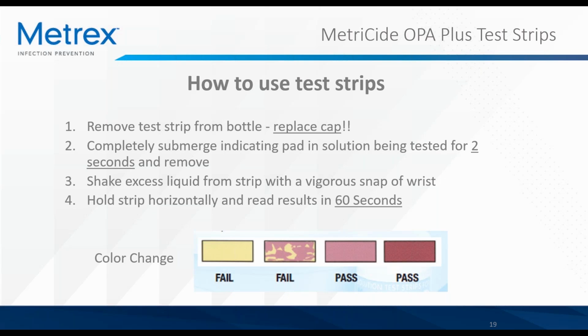The steps to performing the actual test are shown. 1. Take a test strip from the bottle. Be sure to always replace the cap on your test strip bottle to protect the unused test strips. 2. Dip the test strip for 2 seconds, no more, no less. 3. Remove the test strip and give it one good snap of your wrist to shake off the extra liquid. Step 4. Hold the strip horizontally and set the timer for 60 seconds. Once the timer goes off, immediately read the results against the color chart on the test strip bottle. Solid magenta indicates a pass, any yellow indicates a fail.